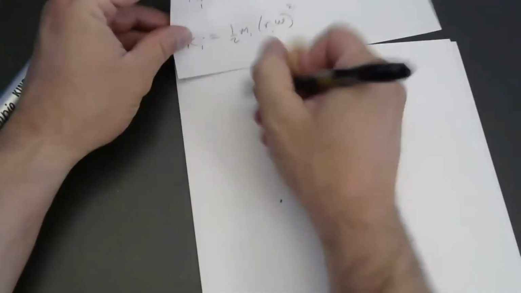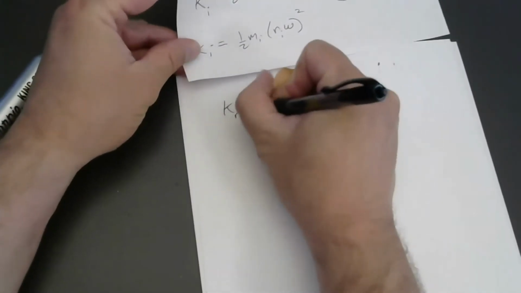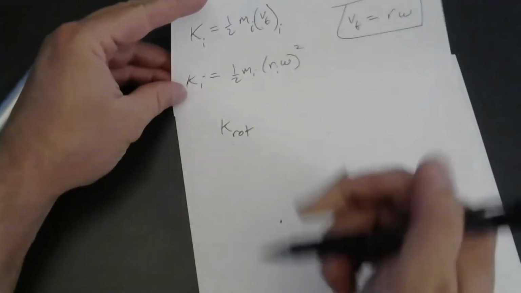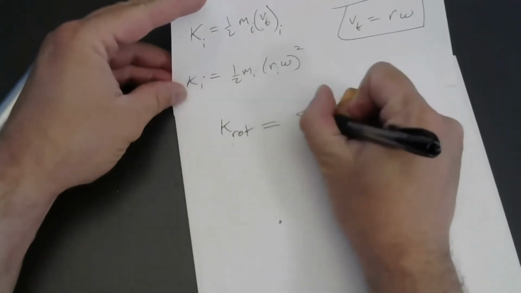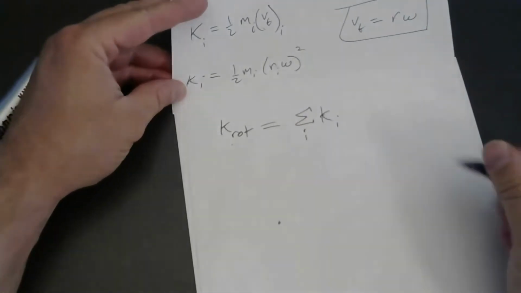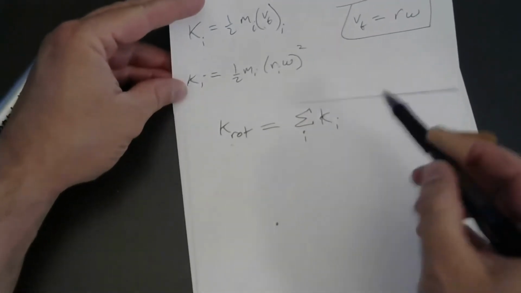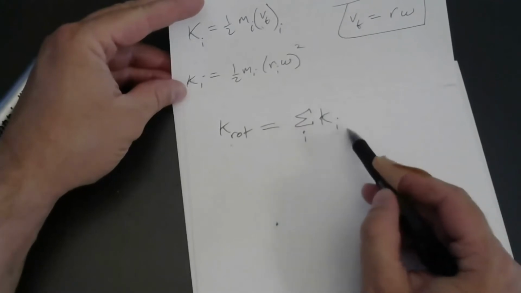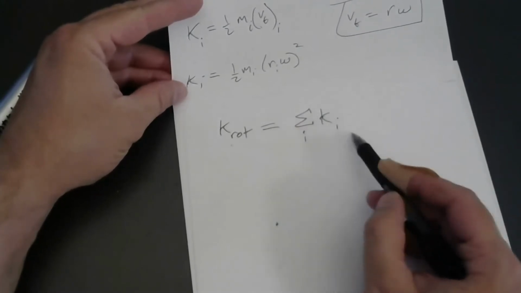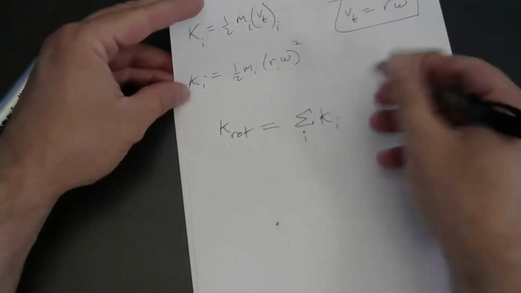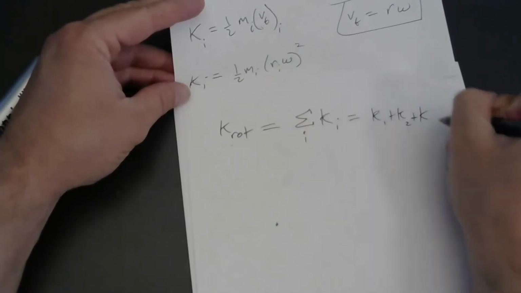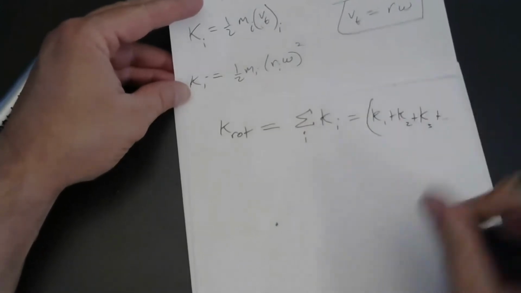So right here, I'll say K total, or just K rot for rotational. The rotational energy of the entire thing would be the sum over i of K sub i. So what this means is take K1, the kinetic energy of mass 1, and add to that K2, the kinetic energy of mass 2. Just in case it's not clear to you, if you're not too familiar with this notation, that's what this means.